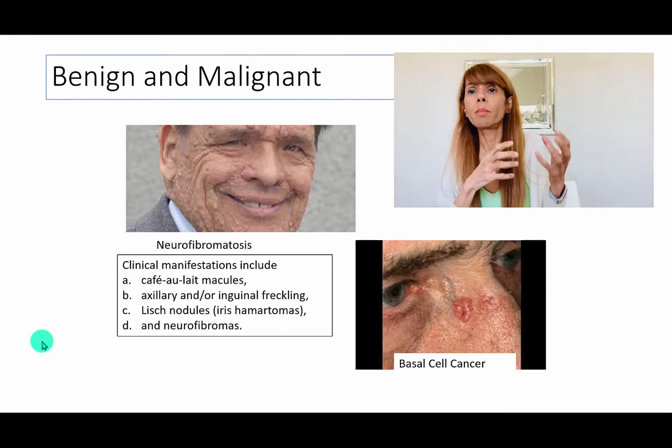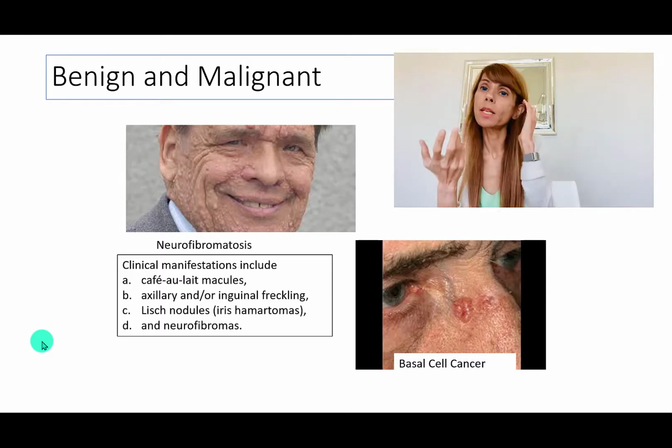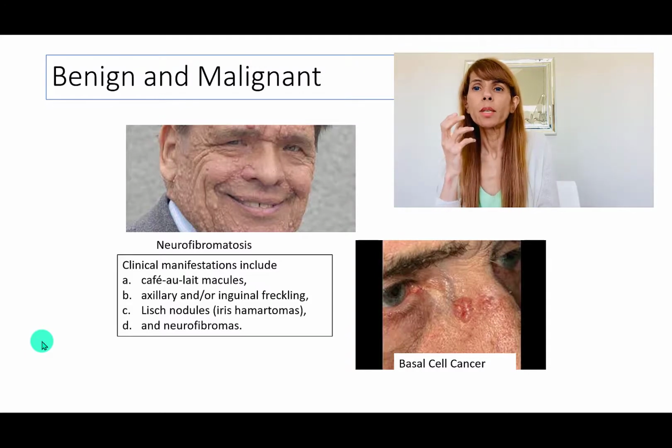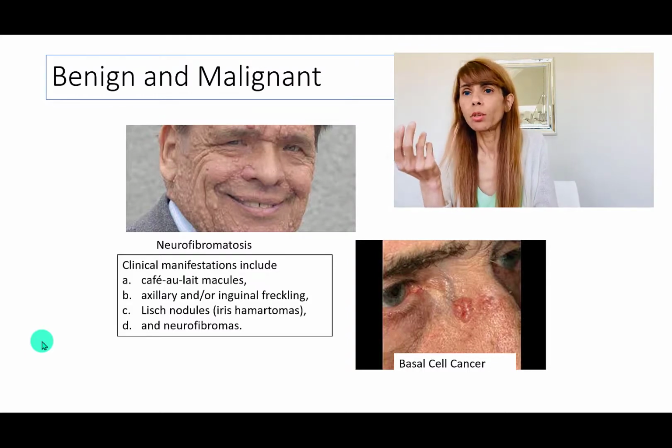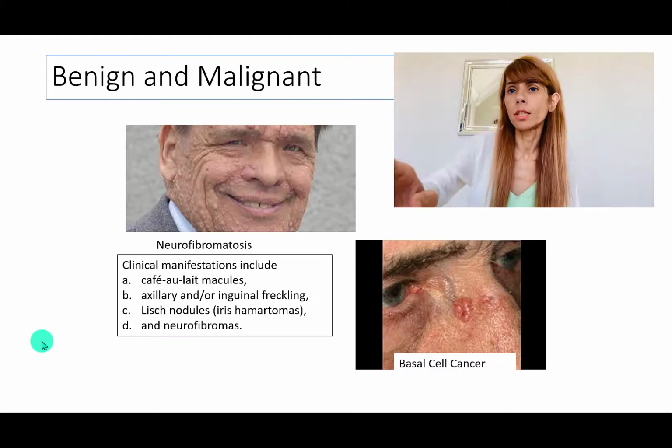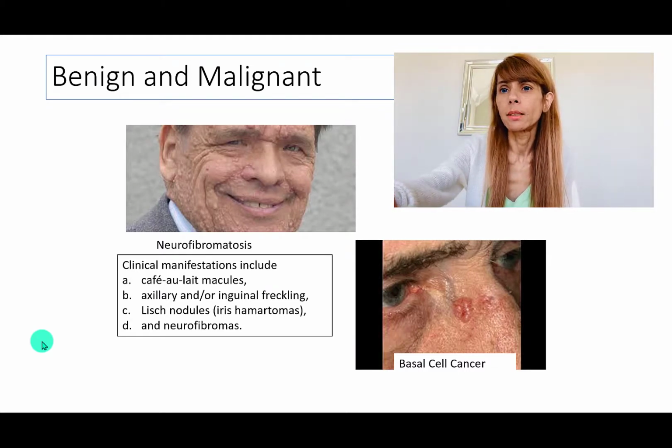Then you can see that one type of malignant nodule is basically basal cell cancer. Typically basal cell cancer shows up as a pearly nodule on the skin, usually on the face or other parts of the body too. And you can see that particular lesion right here, and we'll discuss it more in detail later.